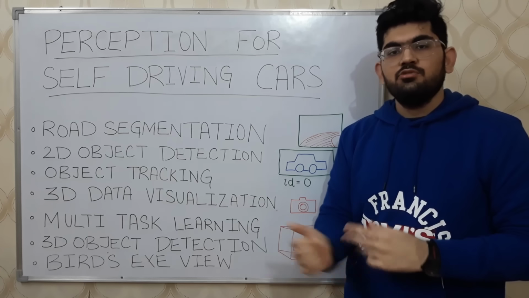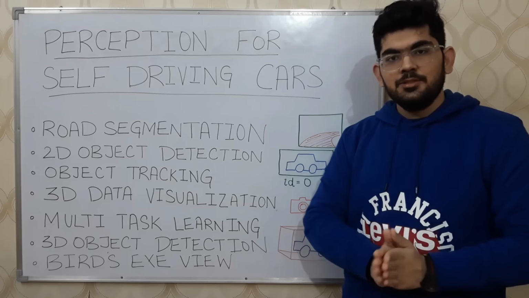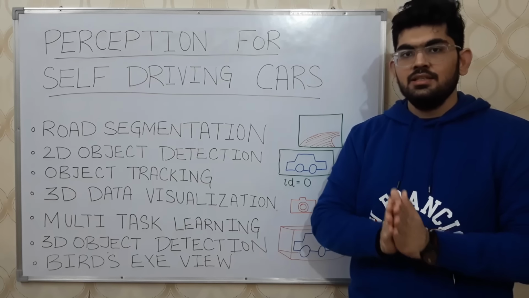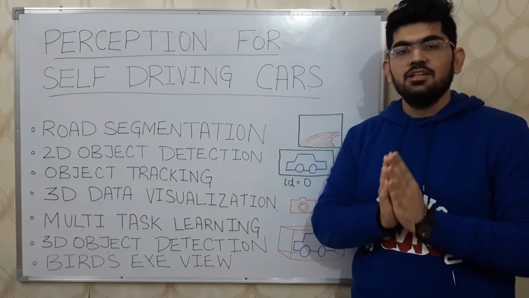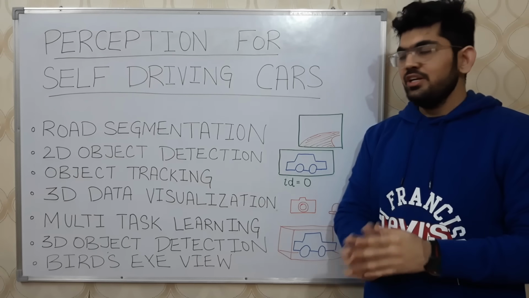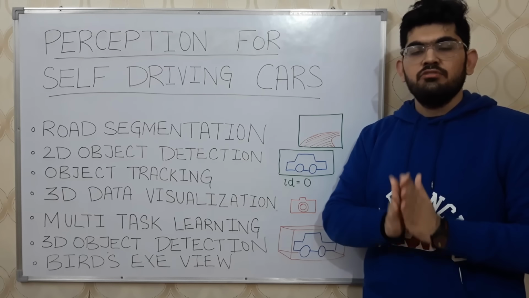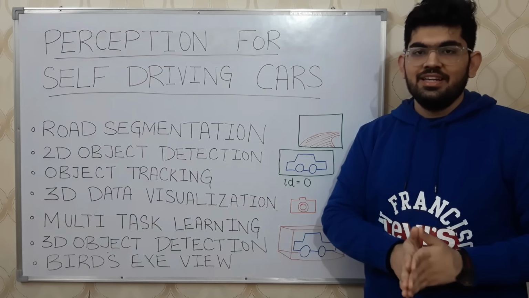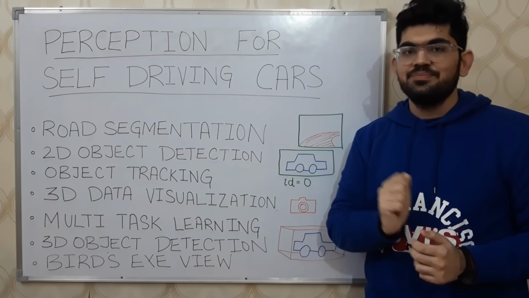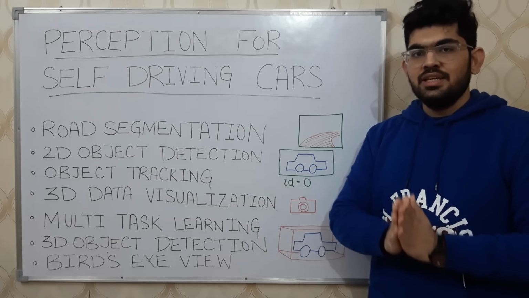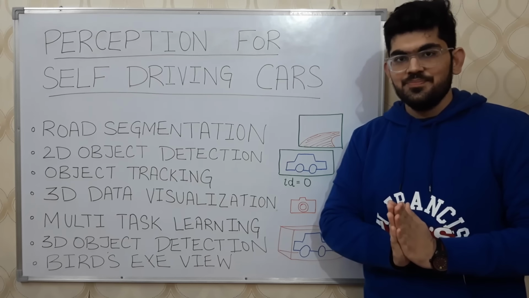Our first project would be road segmentation. In this project, we would be doing segmentation of road images using a deep learning technique called fully convolutional networks. In the next project, we would be doing 2D object detection on various different traffic scenarios using a deep learning technique called the YOLO algorithm. Next, we will be tracking those object detections using a technique called deep sort.